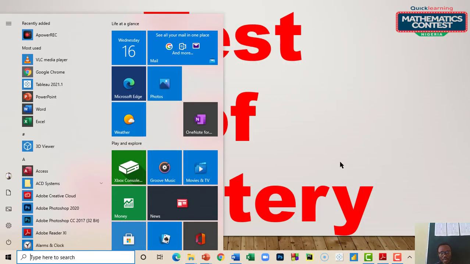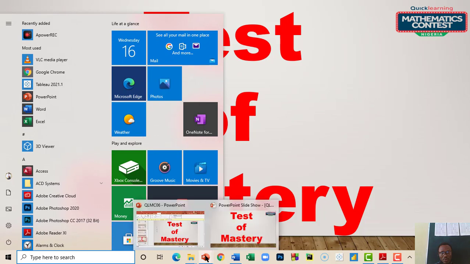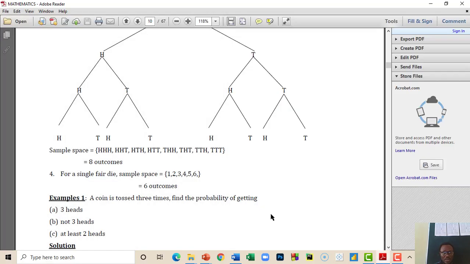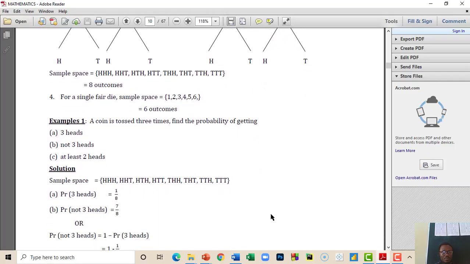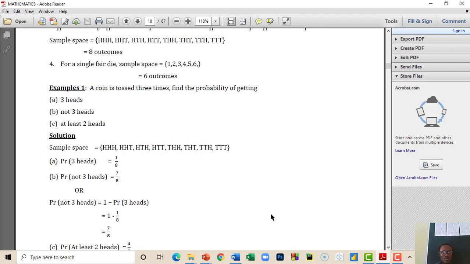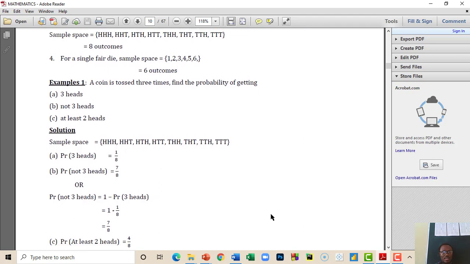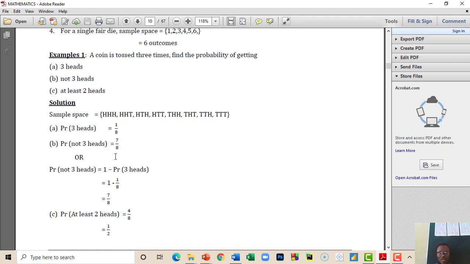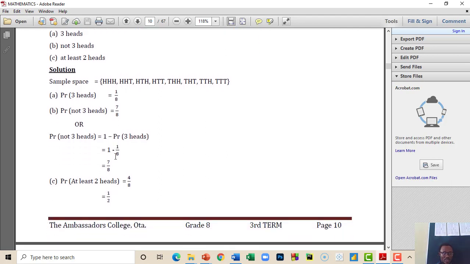So let's return back to what we are actually doing. Let me return to the material we're using. Now look at this question. Example number 1. A coin is tossed 3 times, find the probability of getting 3 heads. Now to get 3 heads, simple, 3 heads means head all together. So 3 heads is 1 over 8. Not 3 heads, 1 minus 1 over 8, remember. So that will give us 7 over 8. And not 3 heads means to get others too, so it's still the same thing. To get others excluding 3 heads.